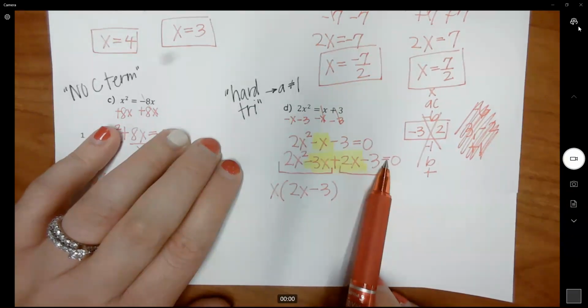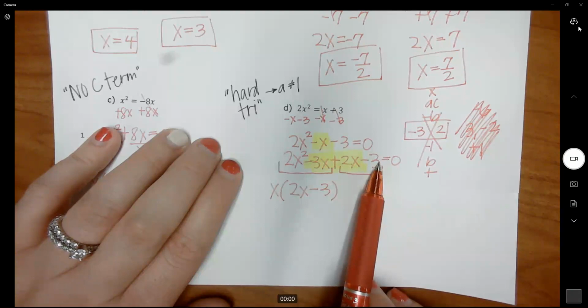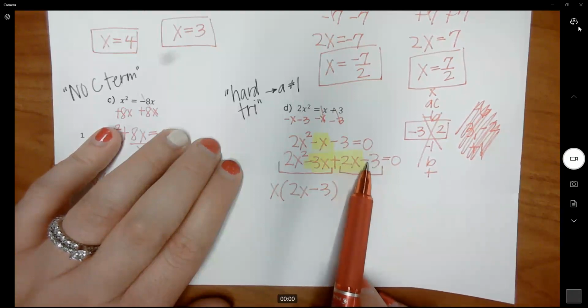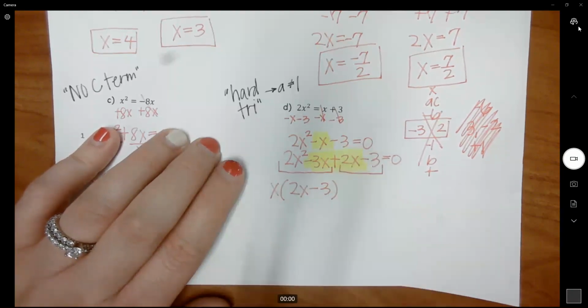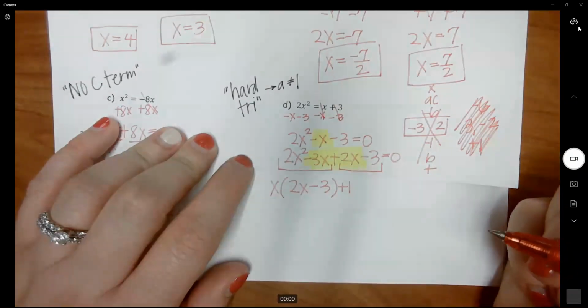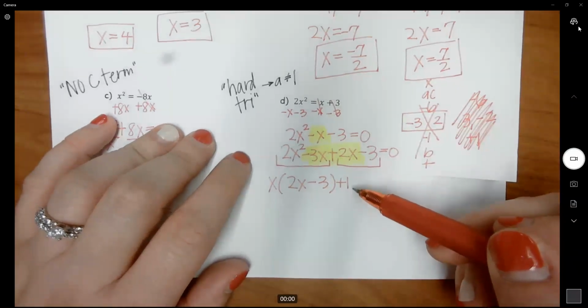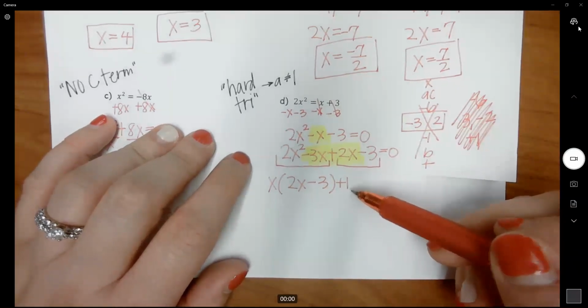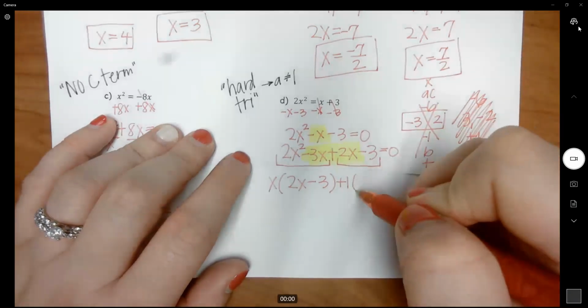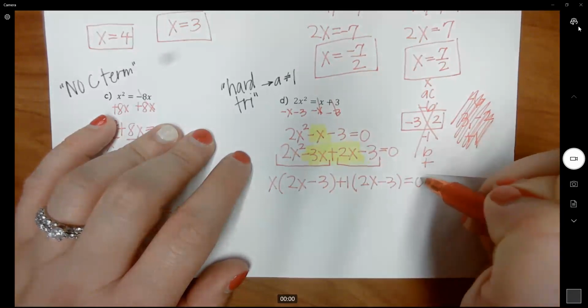Do the same thing here. What can you divide into 2x and -3? And here the answer is nothing. So that makes your GCF 1. If you can't factor out anything, you need to put a placeholder of 1 because we're going to need this later. So my GCF is 1, which means I am left with the same thing.